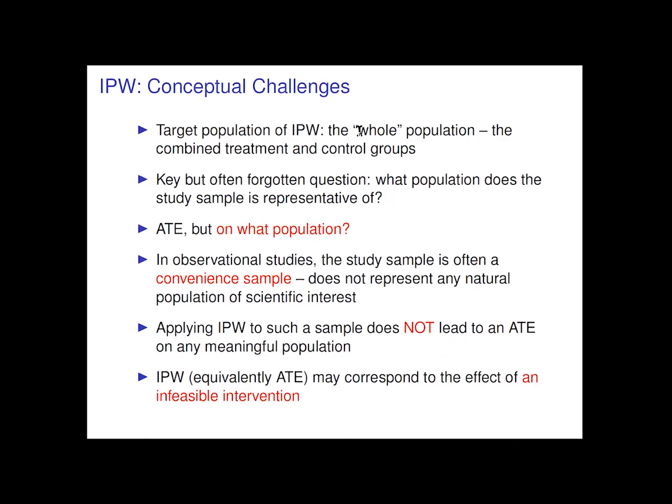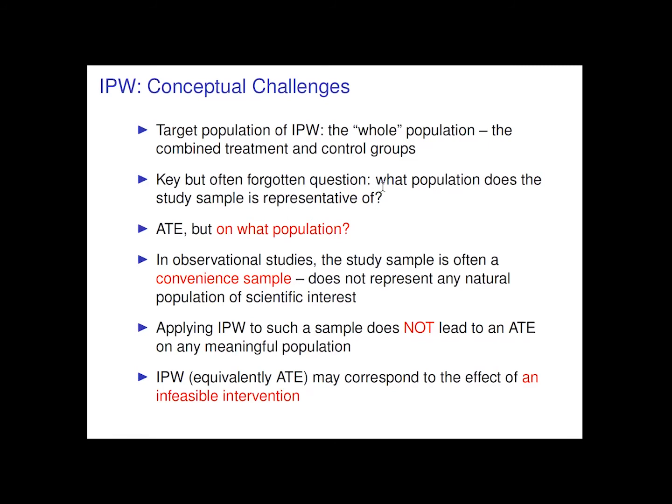It turns out the target population of IPW is the so-called whole population. The study sample you have in hand is implicitly assumed to be representative of a meaningful population, so the target population of IPW is the population represented by your study sample. People say this is the average treatment effect on this whole population. But a very common question people ask is, this essentially implicitly assumes your sample is representative of a population.